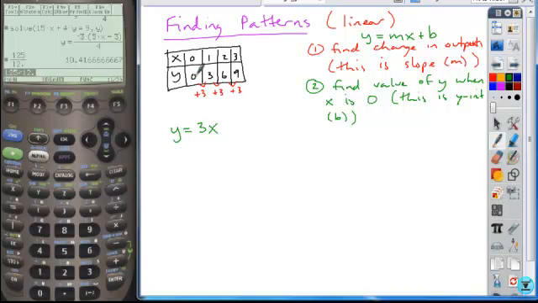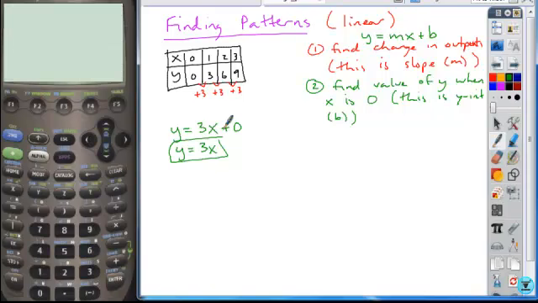Okay, and so what is our y value when x is 0? 0. And so this is our equation. We can simplify it to just 3x. Never write a plus 0, and don't write multiplication by a coefficient of positive 1. If you have a coefficient of negative 1, don't write negative 1x, just write negative x.